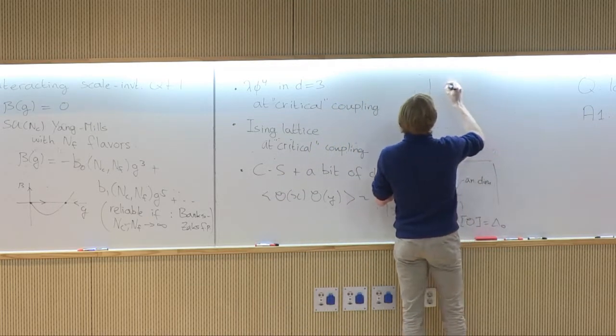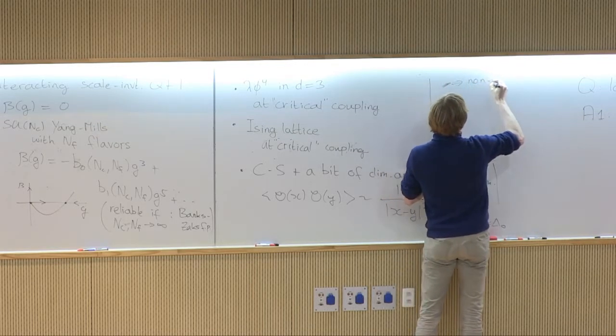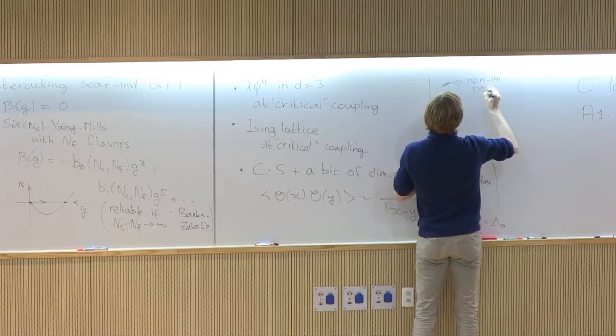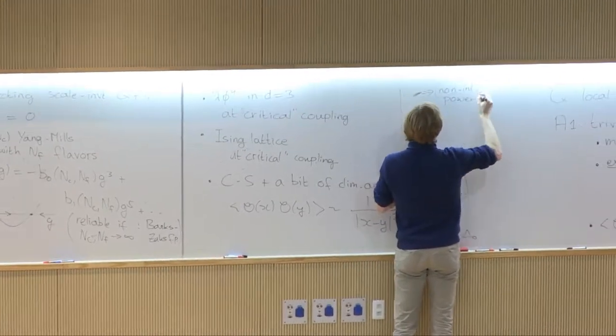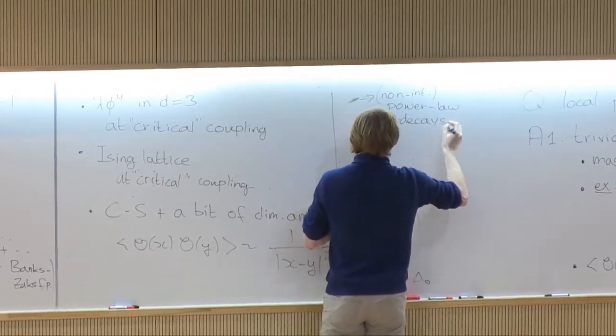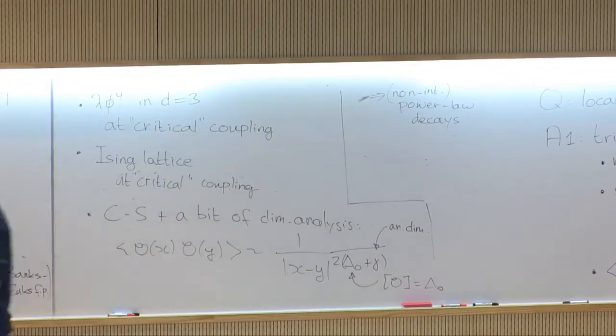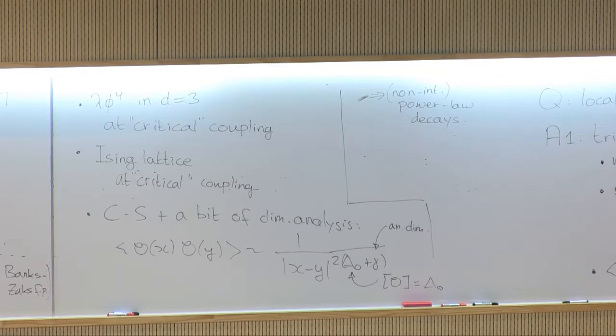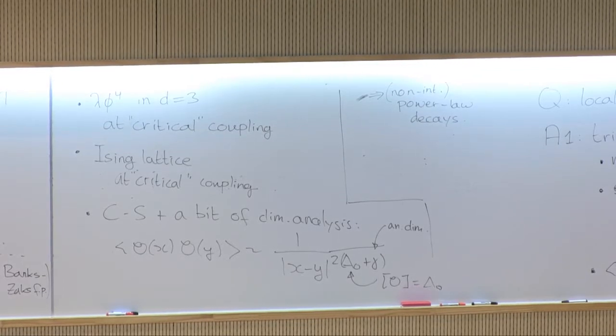And so we get non-integer power law, generically non-integer power law decays. So if you do an experiment on some quantum many-body system and you find this power law decays with some non-integer powers, then that's a good indication that you're looking at some interacting scale invariant quantum field theory.